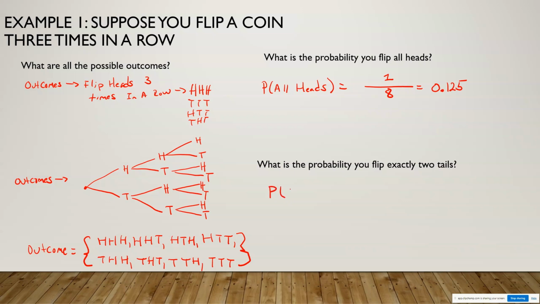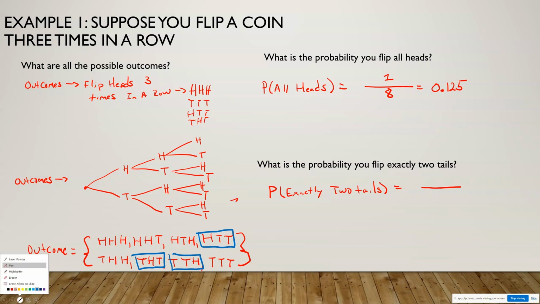Next, what's the probability of exactly 2 tails? All right, simple fraction. Well, let's go back and look through here. How many outcomes have exactly 2 tails? Looks like this one has 2 tails. This one has 2 tails. And this one has 2 tails. Not this one, right? This one here has 3 tails, so that's not exactly 2 tails.